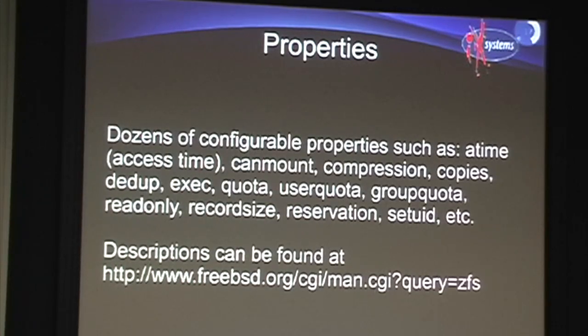When you get into the different types of properties you can set, there's literally dozens of them. If you're on a FreeBSD based system, you can just do man zfs. It describes them all in gory detail. And if you're not on a ZFS system, you can read the man pages online.